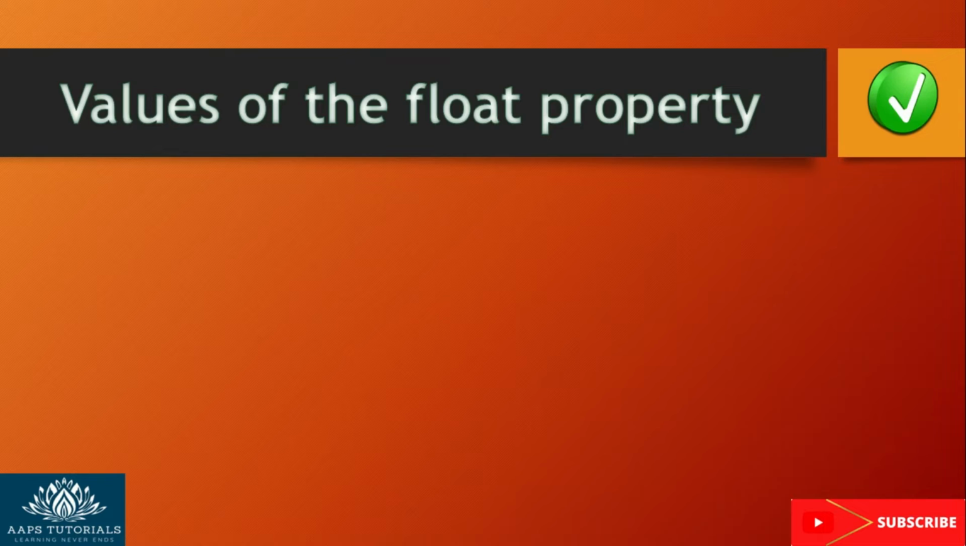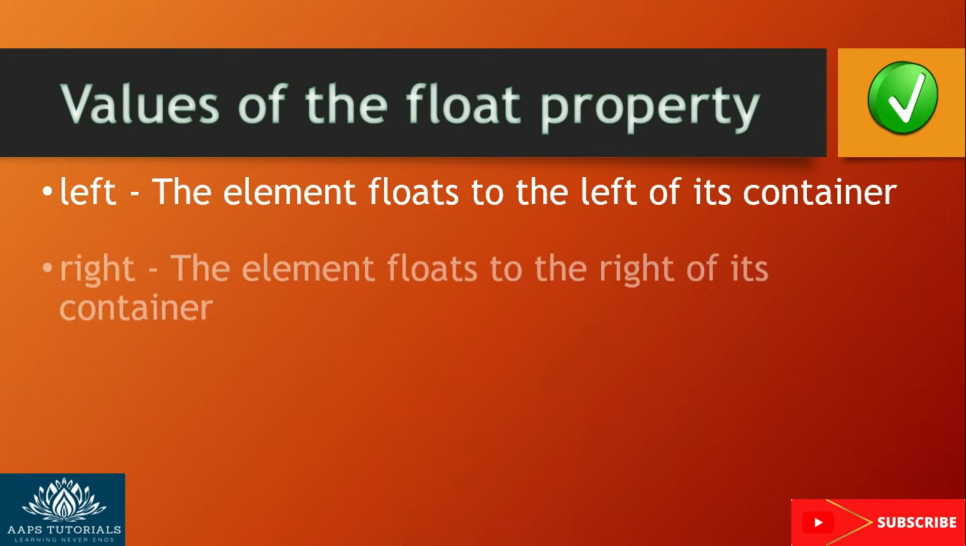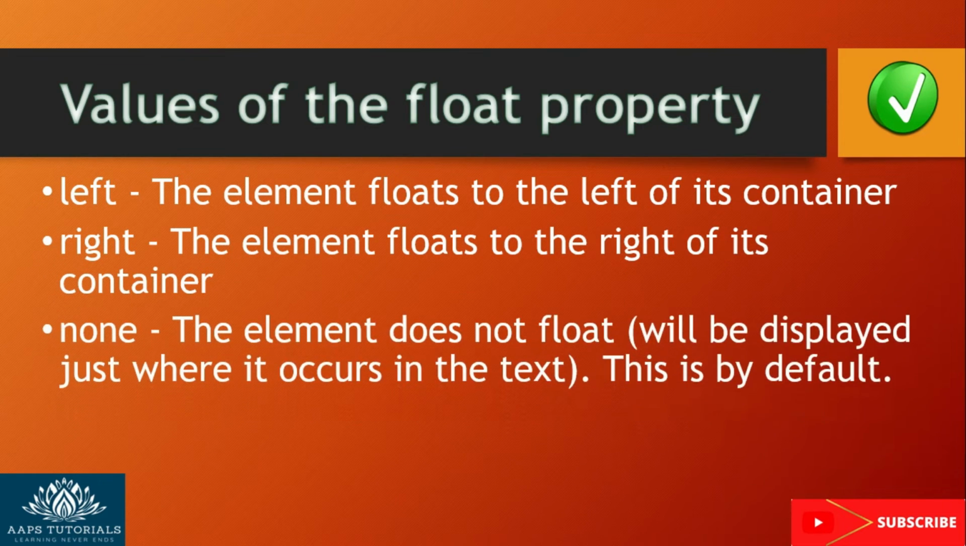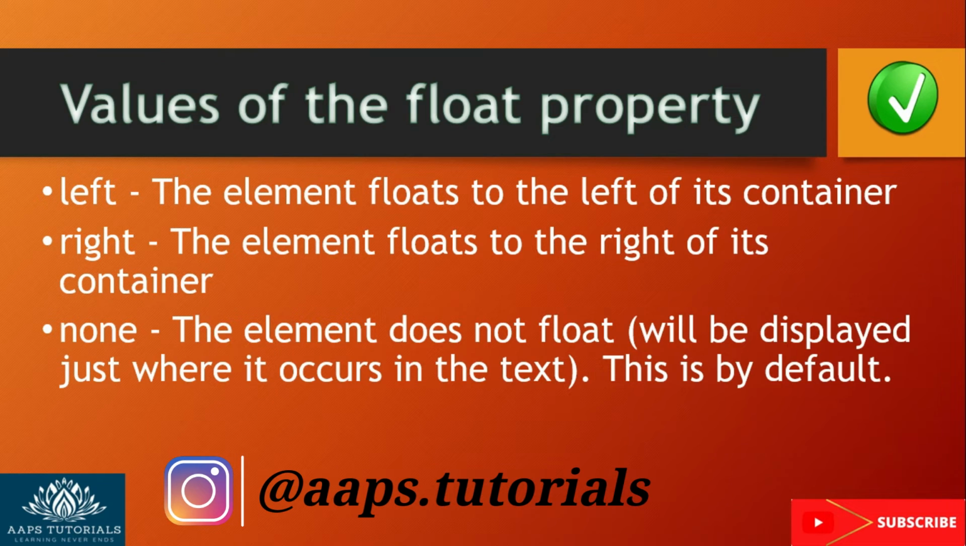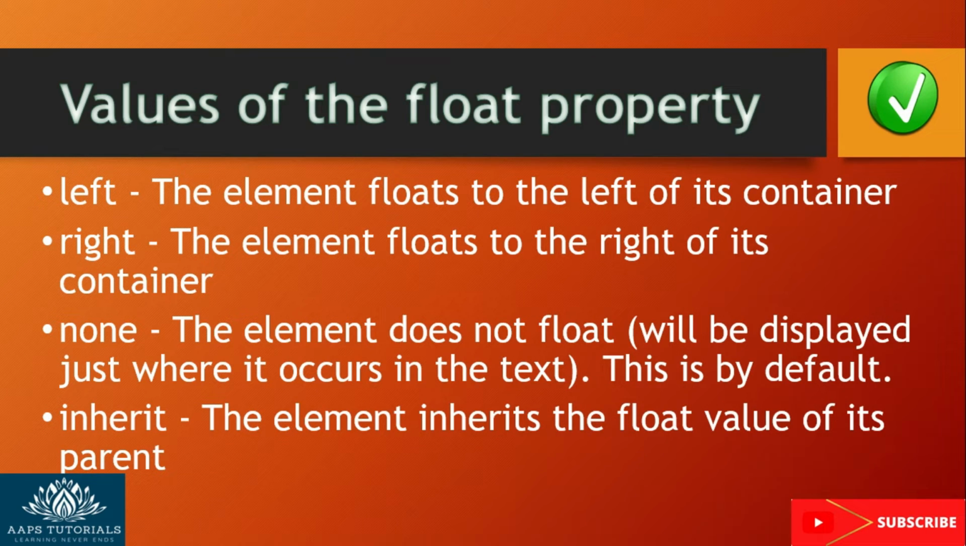Example, if the image is floated to the right, the text content will appear to wrap around to the left, and if the image is floated to the left, text flows to the right. Values of the float property are: left, the element floats towards the left of its container; right, elements move towards the right of its container; none, this by default will not float the element and it will be displayed where it occurs in the text; inherit, it inherits the float value of the parent element.